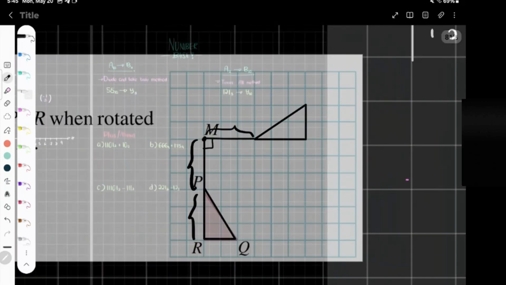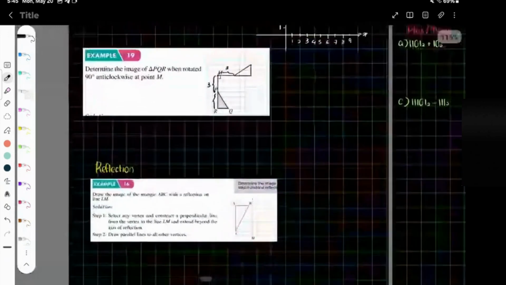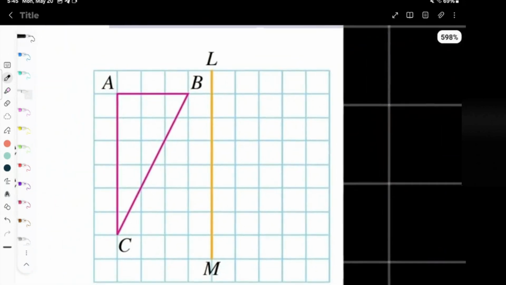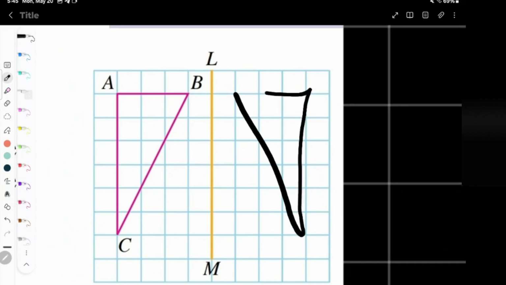They are rotating. The last part here, I'm not going to teach number base today because there are so many things today. Reflection. Reflection is also very easy. You already know, right? If they ask you to reflect, all you need to do is just reflect. But make sure they reflect properly. Don't do it stupidly.